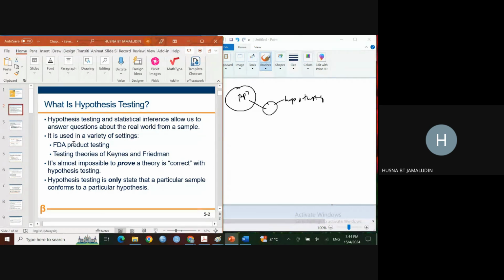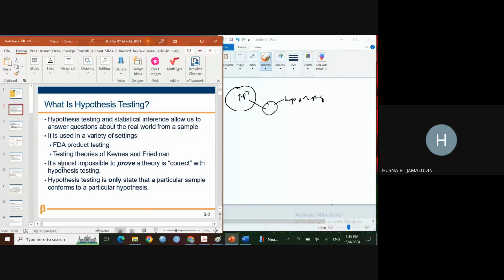Okay, so of course, hypothesis testing is used in a variety of settings, in a variety of ways. You can test food and drug products. Of course, if you're going to come up with a new food or a new drug, you have to test, right? If you don't test, people may pass away because your product is not tested properly. So you need hypothesis testing. And then you can also test theories of Keynes. You can also test all your economic theory. Okay. Sometimes people will think that you are conducting hypothesis testing because you want to check whether your theory is correct or not. Not necessarily.